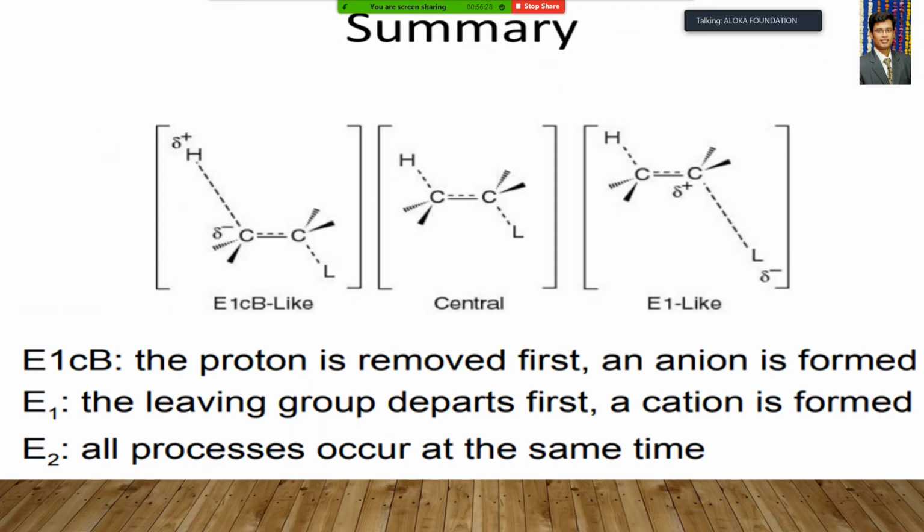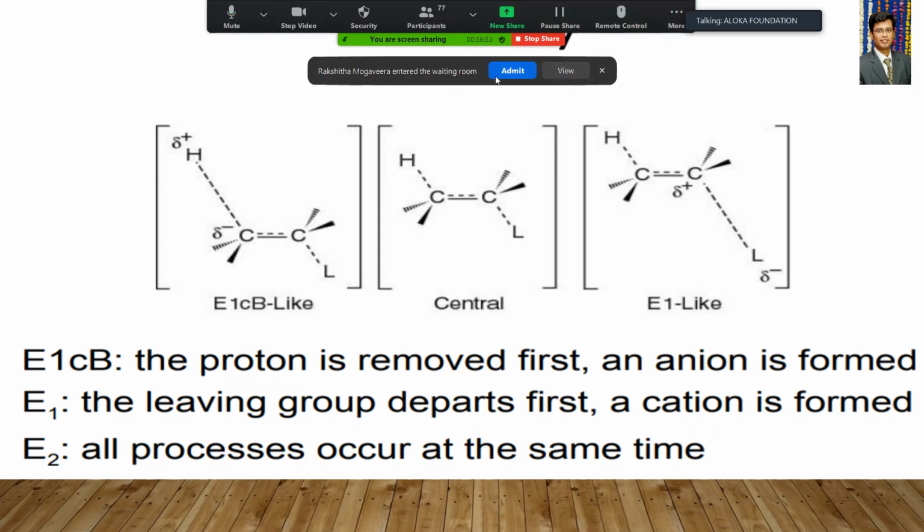So these are some of the intermediates. In the case of E1cB, you get an anion. In the case of E2, first is the beta proton attack followed by formation of the double bond and loss of the leaving group. And in the case of the E1 mechanism, the first step is formation of the carbocation by the loss of the leaving group and then removal of a proton. So these are the three types of elimination reactions that can occur.